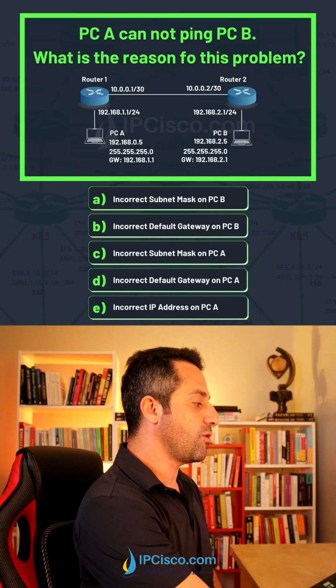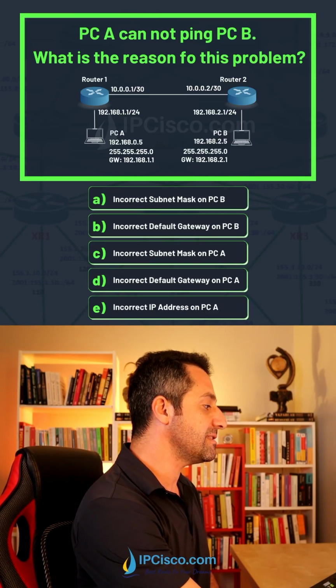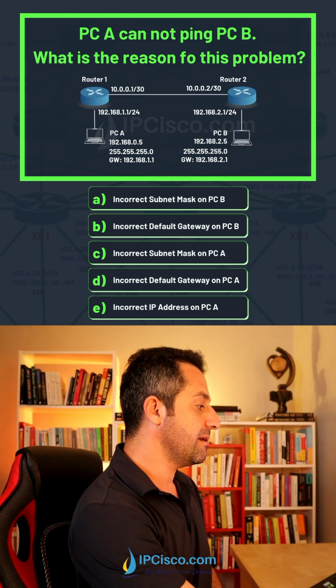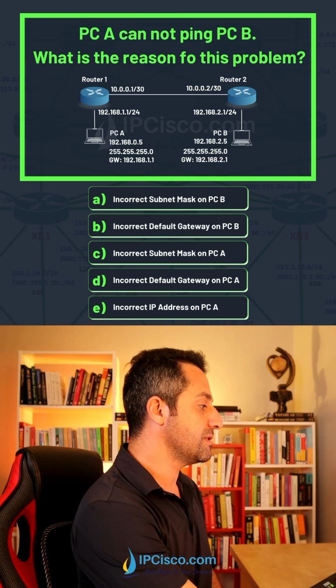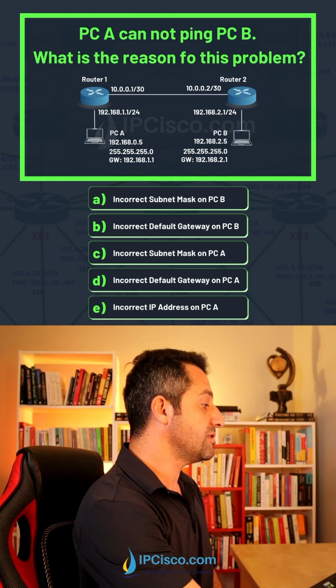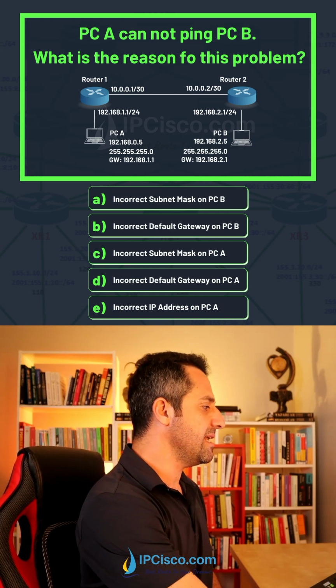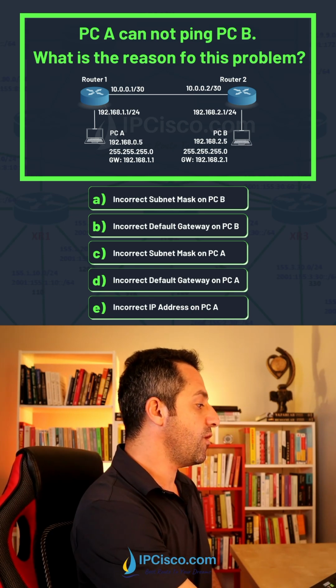The subnet mask of PCB is 255.255.255.0 and it is correct. But incorrect default gateway on PCB? The default gateway of PCB is also using the interface IP address of router 2, it is correct. And incorrect subnet mask on PCA? Now the PCA subnet mask is also correct here, /24 subnet mask.